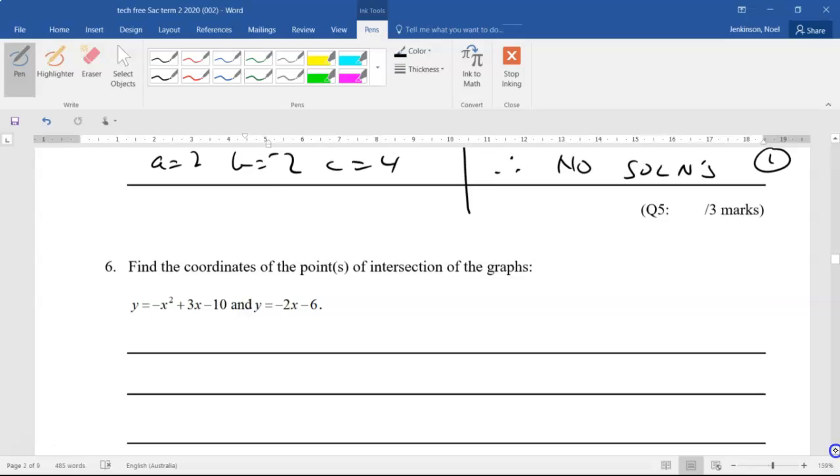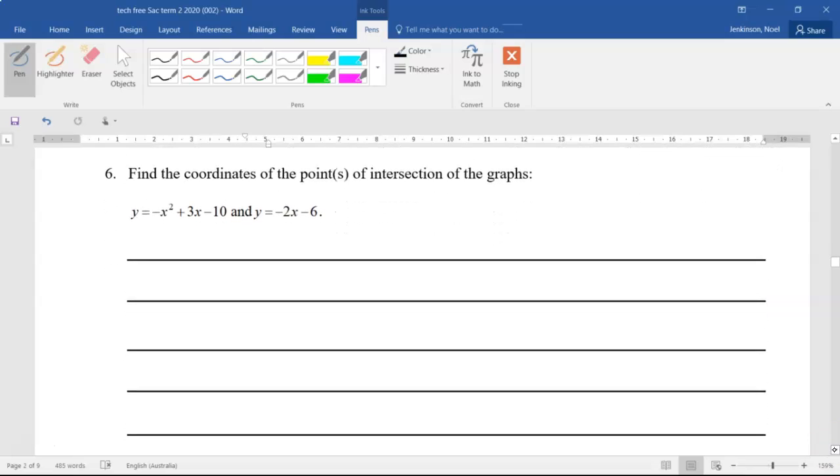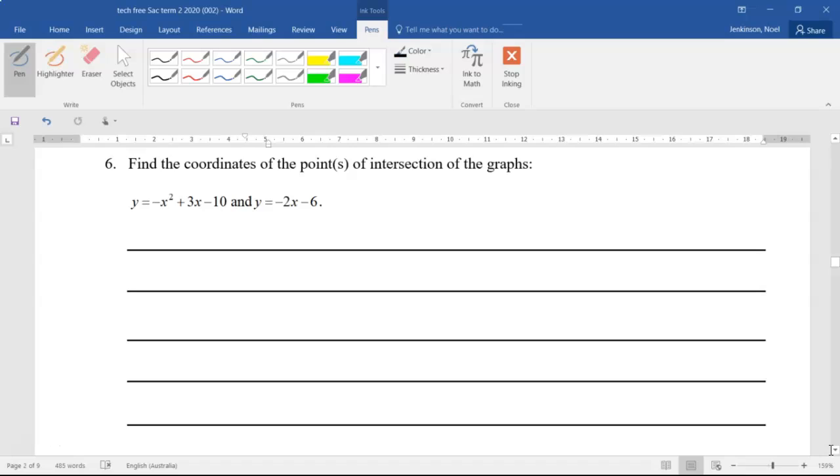Down to a similar question. Find the coordinates of the point of intersection of these graphs. So this is a very similar question, and we're going to do something very similar. We're going to let y equal minus x squared plus 3x minus 10 be equation 1, and y equals minus 2x minus 6 be equation 2. You could have perhaps just written that on your paper. And now we're going to solve by letting 1 equal 2.